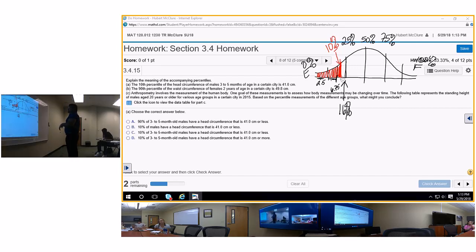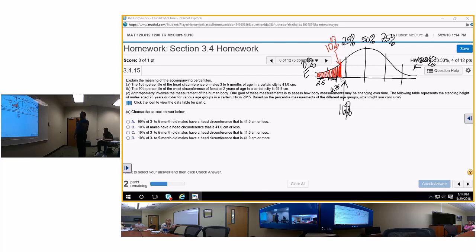So you would say people to the left of the 10th percentile is less than 41 centimeters. Something to that effect. So read the four things and tell me what it says. Well, 90% of 3 to 5 months have head circumference that is 41 or less. Yes or no? That's not rhetorical. You got a 50-50 shot. No, because that's wrong. 10% of the males have a head circumference that is 41 centimeters or less. True or false?